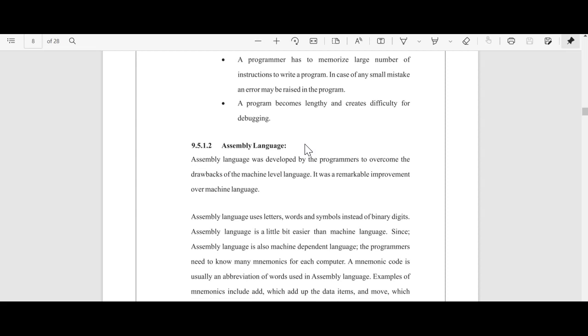The second level of your low level language is the assembly language. This is one step easier from the human perspective, from the user's perspective. It is a little bit away from the machine and slightly coming towards the human. So why is assembly towards the human? Because it is represented by symbols. There is no machine language in it. Assembly language was developed by programmers to overcome the drawbacks of machine language.